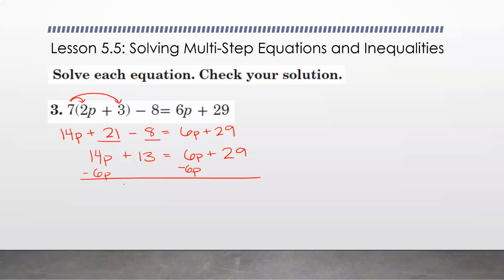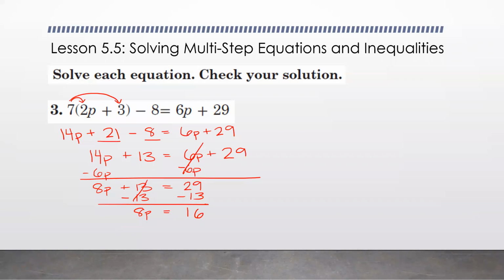So 14p minus 6p, that's going to be 8p. And I still have this plus 13. This 6p minus 6p is 0, and then I still have 29, okay? Well, now I have a two-step equation. So I need to get rid of this plus 13. So I do the inverse. I subtract 13, and I end up getting 8p is equal to 16.